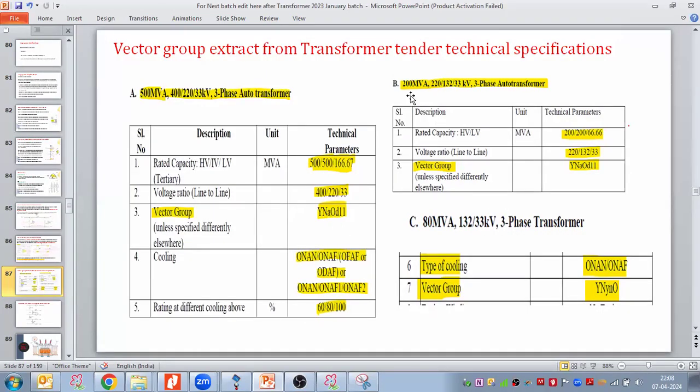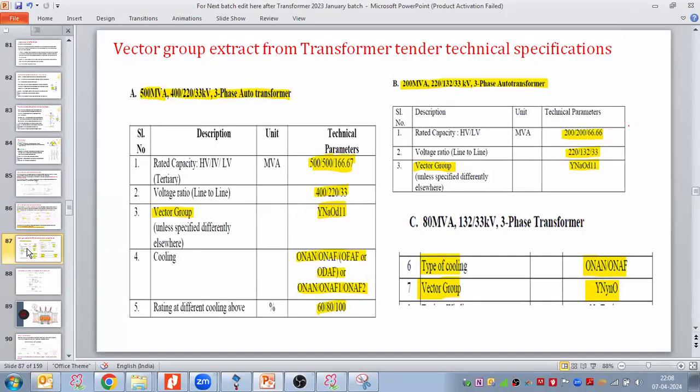And then for 200 MVA, 220 by 132 kV, again we are taking YN0 D11 and 80 MVA. So 132 by 33 kV. Huge difference in HV and LV voltage, so we have to take two winding, and which is YN0 we are taking here. This is as per the Indian engineering practices.